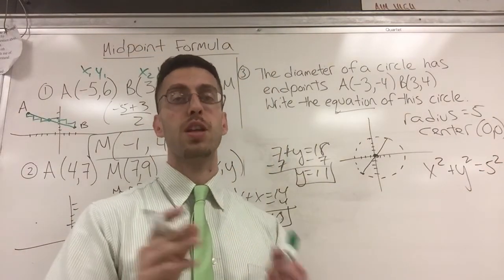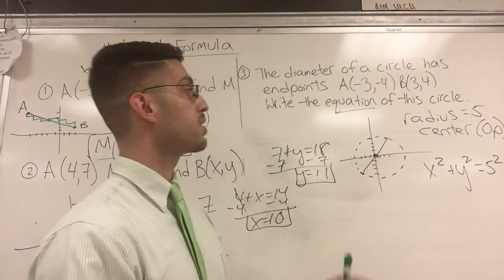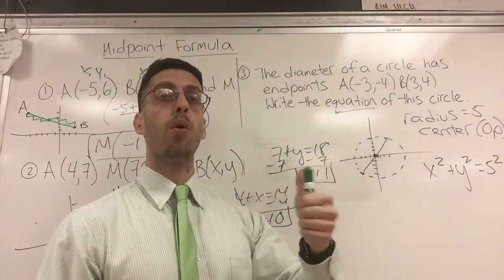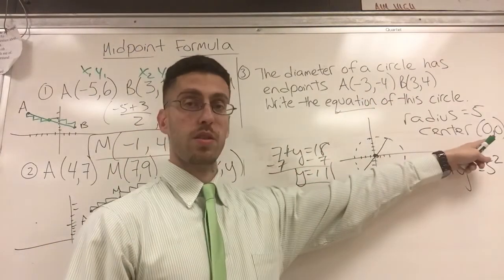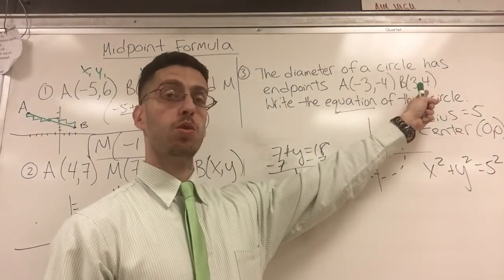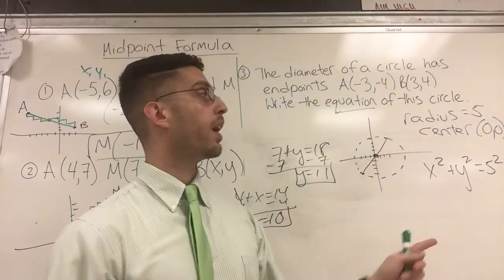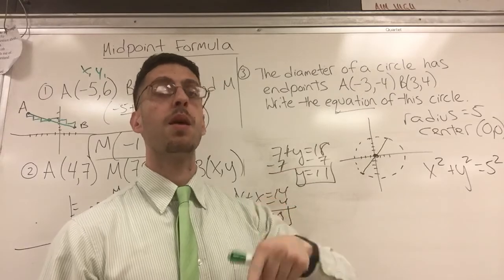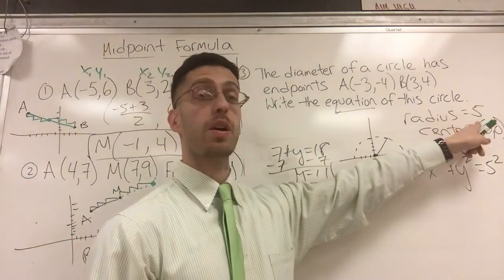So the part that I left out that you should be doing on your own is plugging these 2 points in the midpoint formula. Hopefully you'll get 0, 0. Then plug these same 2 points in the distance formula, and hopefully you'll get 10, but 10 divided by 2 is my radius, which is 5.